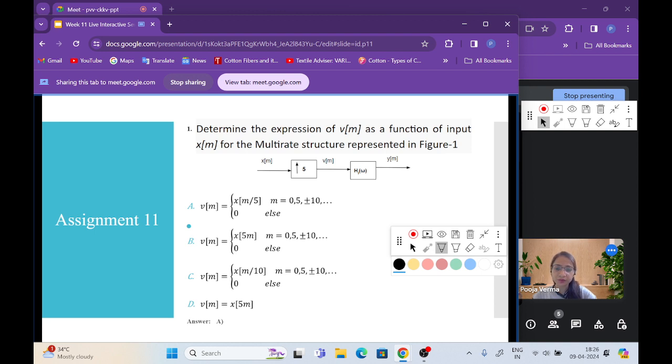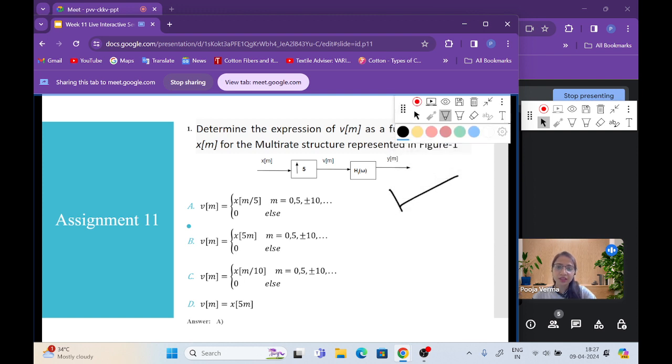Okay, so what is the correct answer? Option A: v of m is equal to x of m divided by 5, where m is equal to 0, plus minus 5, plus minus 10, or plus minus 15, or 0 otherwise. Option B: v of m is equal to x of 5 into m, where m is equal to 0, plus minus 5, plus minus 10, 0 otherwise. Option C: v of m is equal to x of m divided by 10, where m is equal to 0, plus minus 5, plus minus 10, 0 otherwise. Or option D: v of m is equal to x of 5m only.